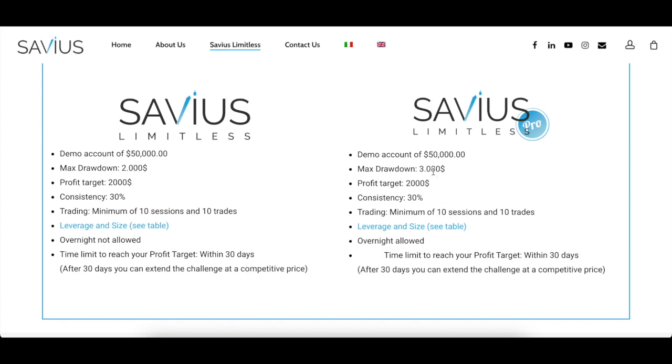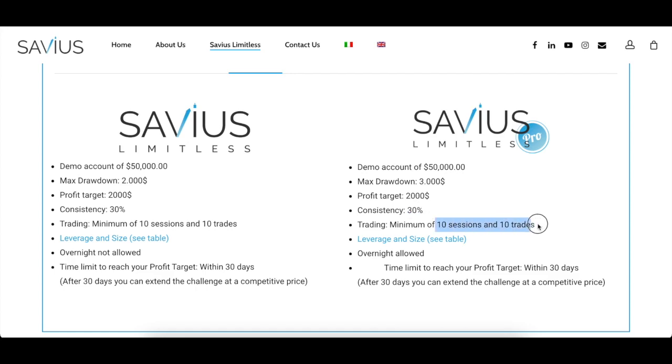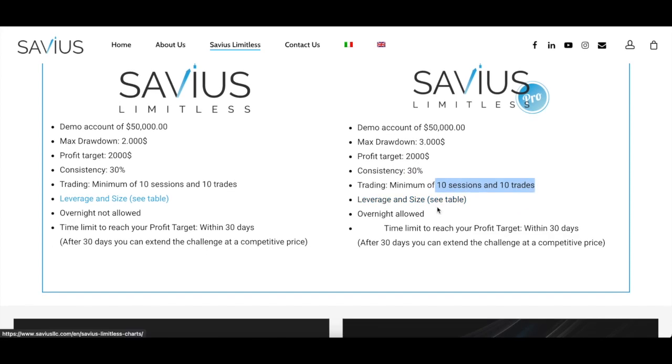So it kind of looks like it is the exact same. Basically you need to repeat yourself. Demo account of 50K, goal of 3,000, $2,000 profit target. Okay, so a slightly smaller profit target. Consistency rule is the same. You have to trade at least 10 days. We already looked at the leverage and size. So steps 1 to 4 was 2 contracts max in the ES and the Ultra Bond. Overnights allowed within 30 days.